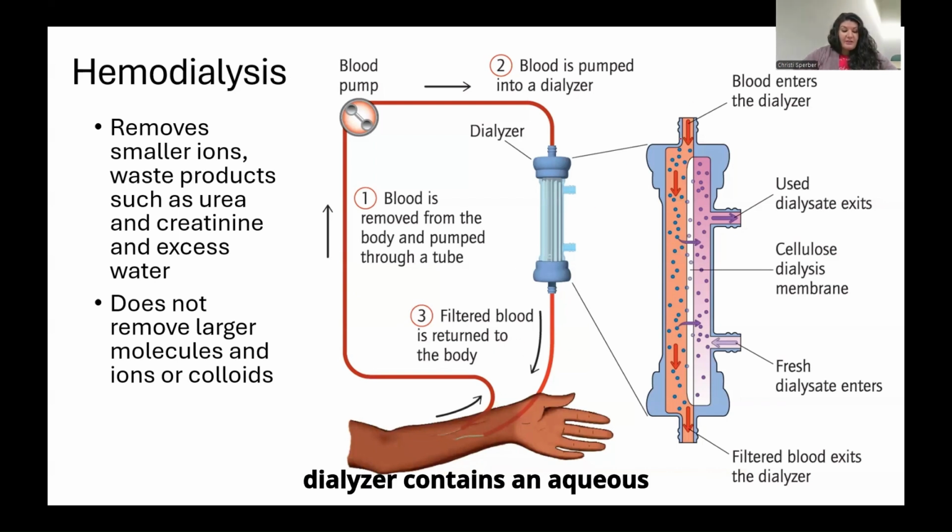So the dialyzer contains an aqueous solution known as the dialysate. It's similar in composition to filtered blood serum, but less concentrated relative to the patient's blood. So the patient's blood flows through a tube made of cellulose. You have your cellulose dialysis membrane.